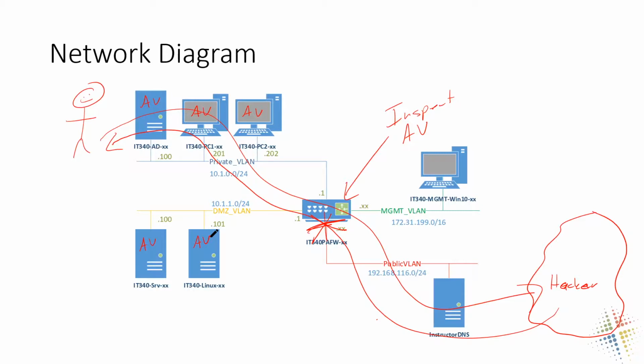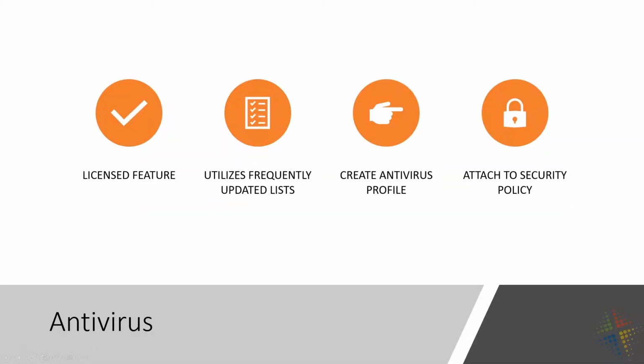So, how does antivirus on the Palo Alto work? Well, it works very similar to the URL filtering. If you had seen my prior video when we talked about URL filtering, it's pretty much the same in a lot of ways. First off, it's a licensed feature, just like most other antivirus solutions out there. It utilizes frequently updated lists. These are oftentimes known as signatures. And the signatures help define what a virus looks like.